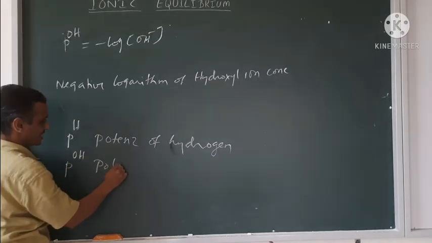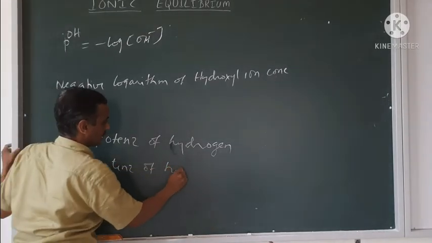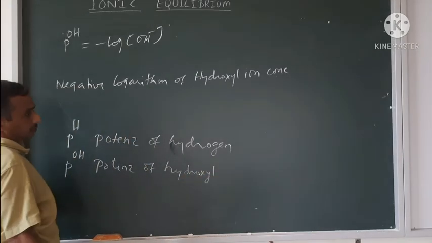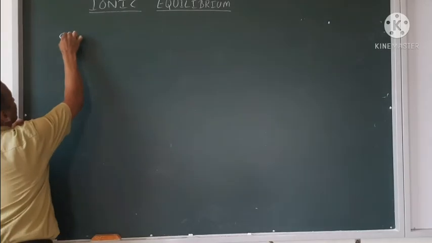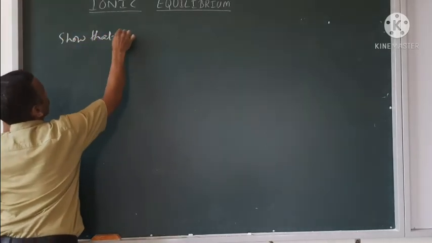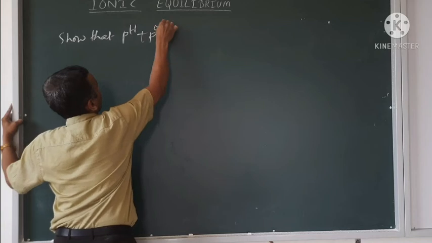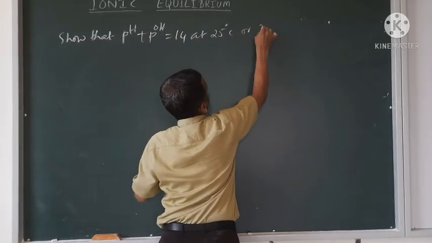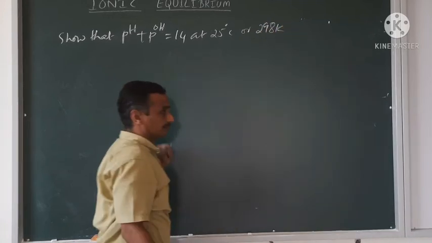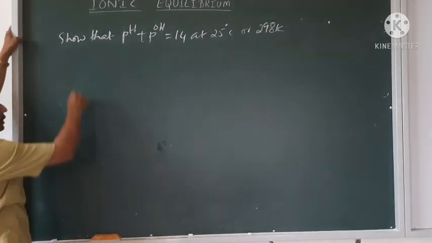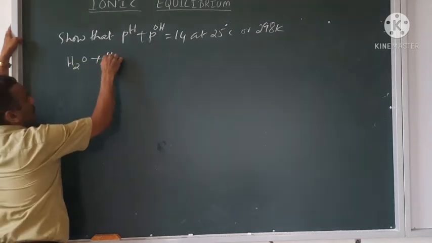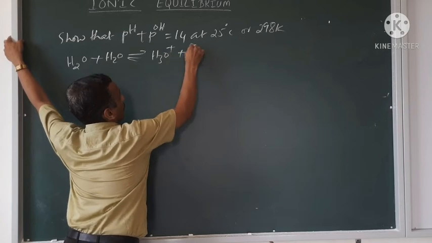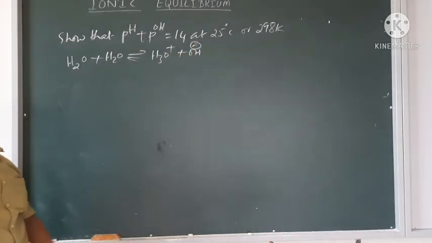pOH means potency of hydroxyl ion. Show that pH plus pOH is equal to 14 at 25 degrees Celsius or 298 Kelvin. See, water plus water gives H3O plus and OH minus. This is the equation for ionization of water.